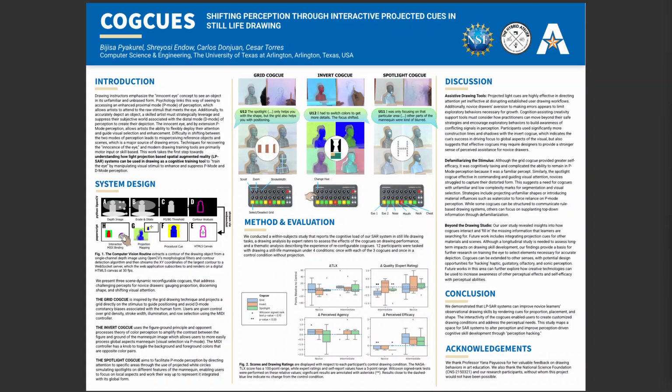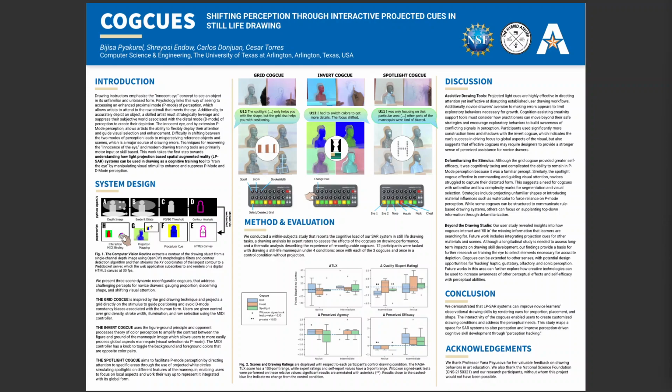drawing the still-life mannequin 4 times, once with each cue and once without projection as a control. A Latin square was used to mitigate ordering effects. We report the cognitive load of using our system in drawing, a drawing analysis by experts to assess effects on performance, and a thematic analysis of the users' experiences.